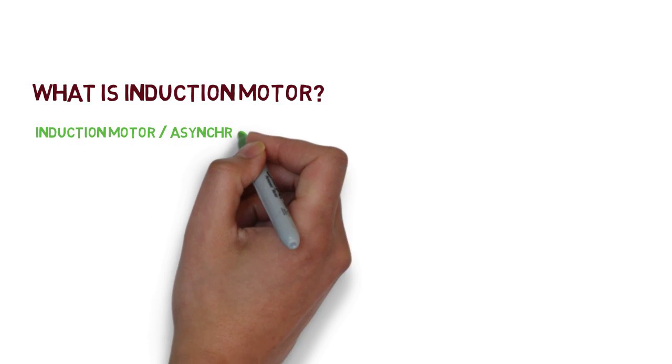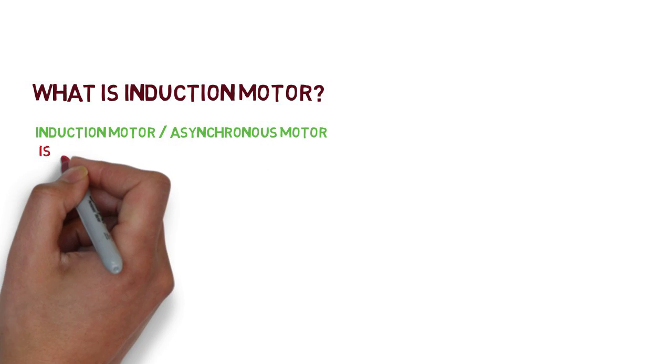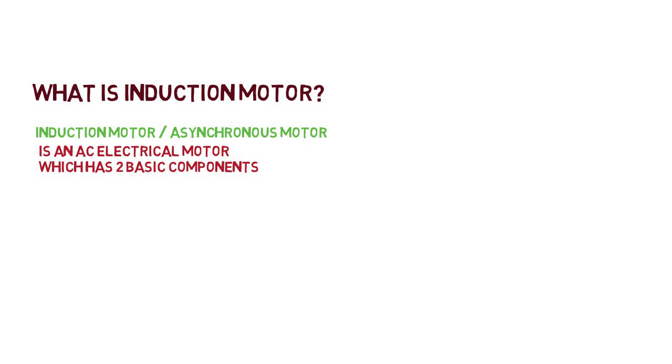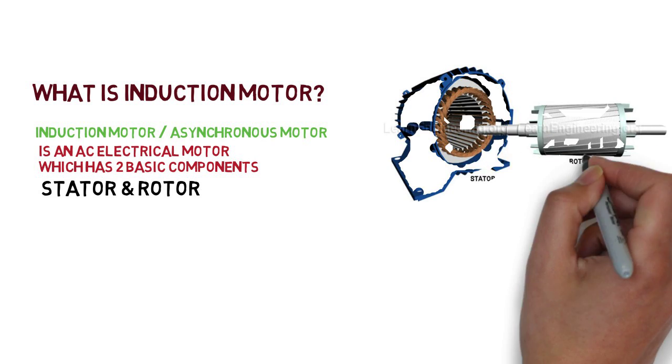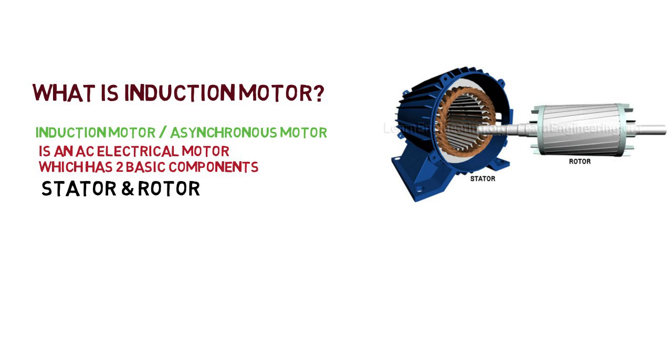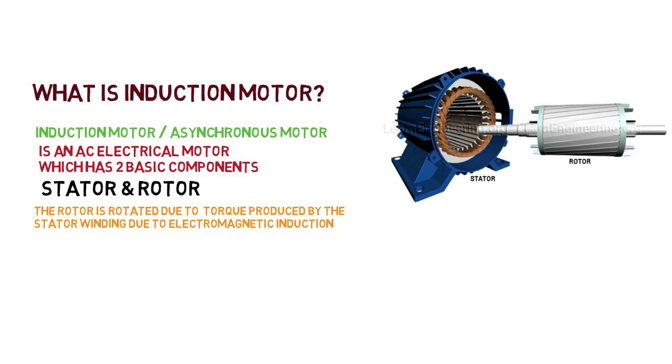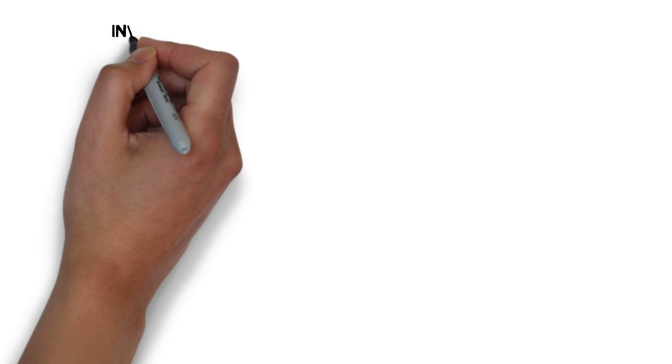An induction motor, which is also called an asynchronous motor, is an AC electric motor which has two basic components, the stator and the rotor. The rotor is the rotating part and the stator is the stationary part which consists of windings. The rotor is rotated due to the torque produced by the stator winding due to electromagnetic induction.